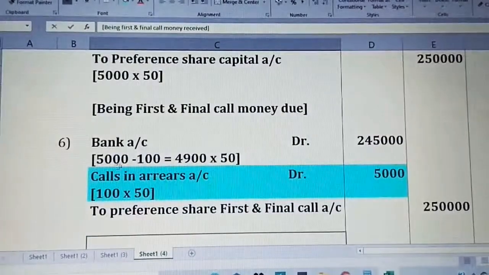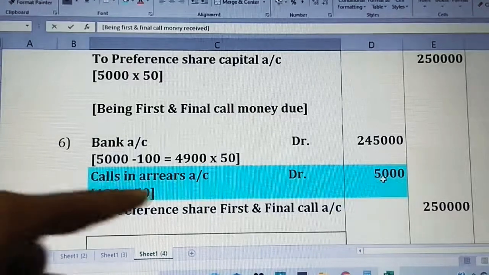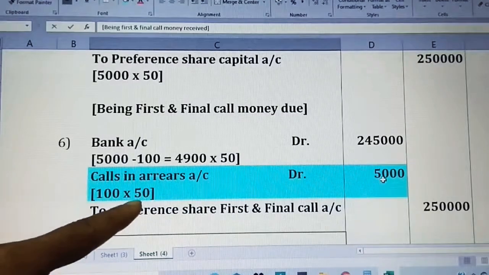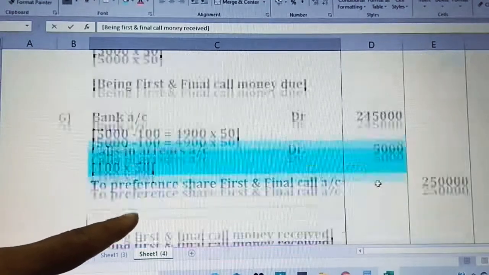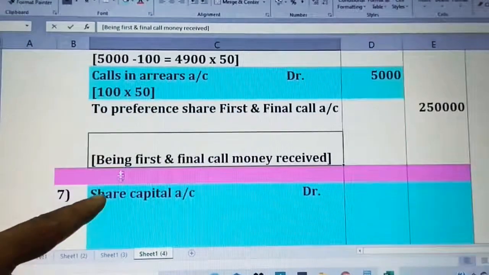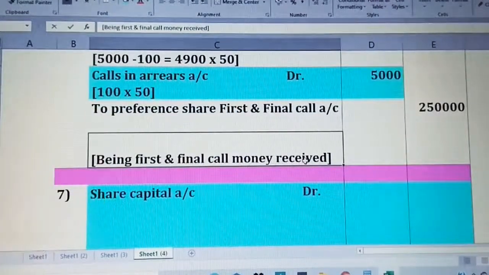Bank account debit. 5,000 is the complete value issued, but 100 is being held on, which means arrear. So 4,900 only we are receiving as first and final call money. So what is not received? 100 shares, 50 rupees each. So 5,000. So it's being first and final call money received.